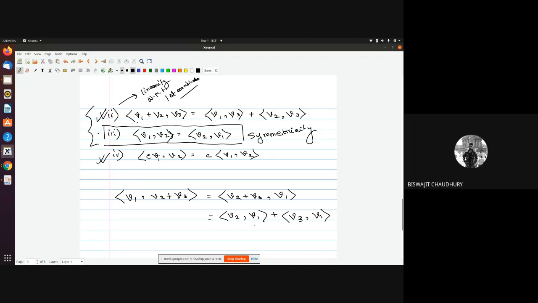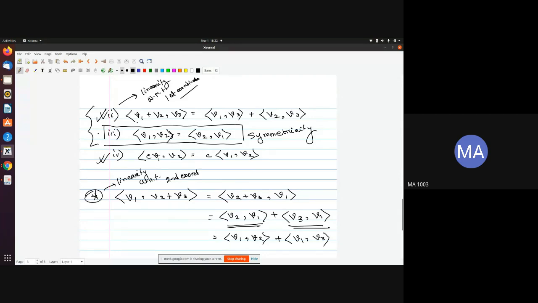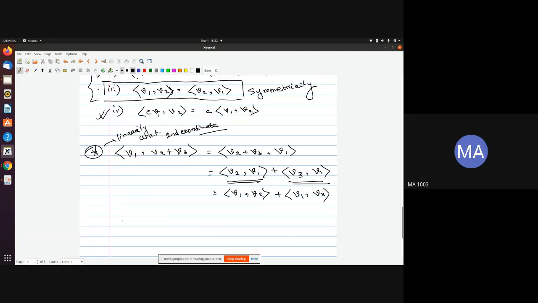Okay. Now what is V2 comma V1? I have symmetricity, so I can reverse it. And I can also reverse this one because we have symmetricity. So isn't it linearity with respect to the second one? Is it clear? Yes, sir. Okay. Now what about the fourth axiom?